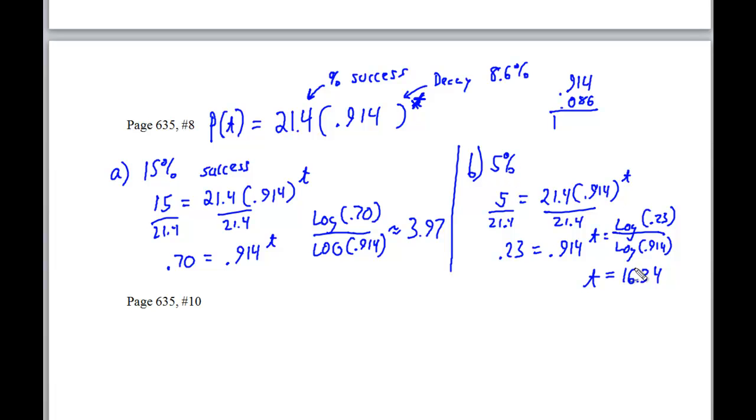So about a year and 4 months to drop from 21% to 5%. But at least 5% are still not smoking. That's something. All right, now our last of these straightforward problems here.